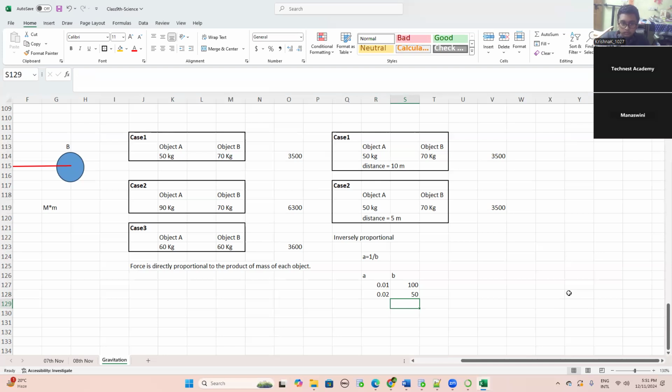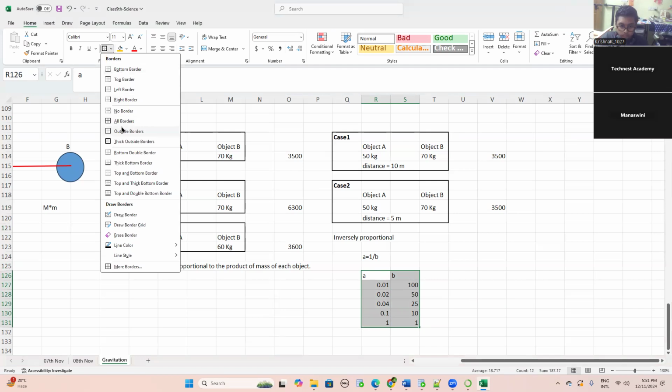If the value of B is 25, what will be the value of A? 1 upon 25, 0.04. If the value of B is 10, what will be the value of A? 0.1. If B is 1, what will be the value of A? It will also be 1. Correct? Now, check the relation between them.